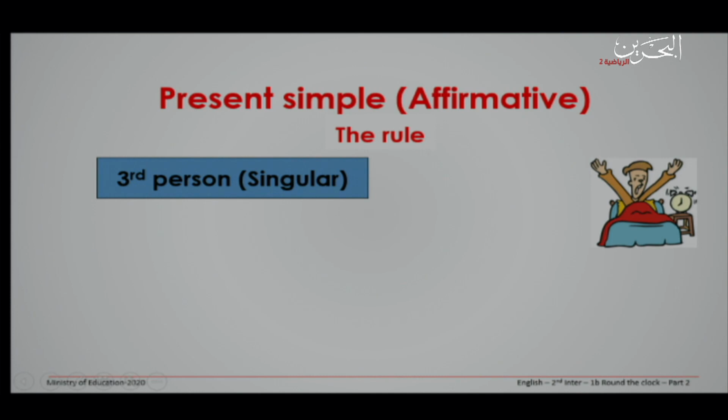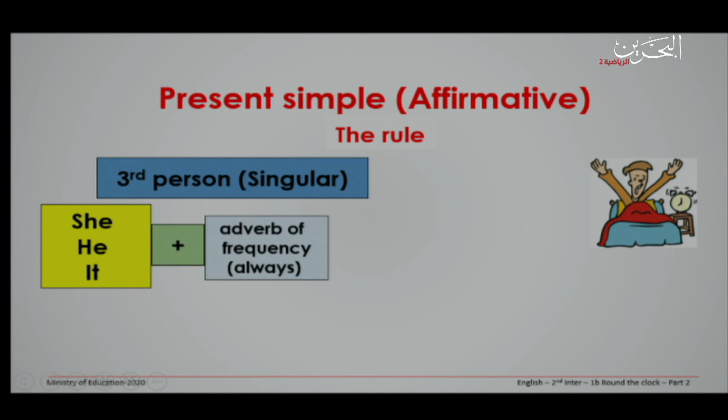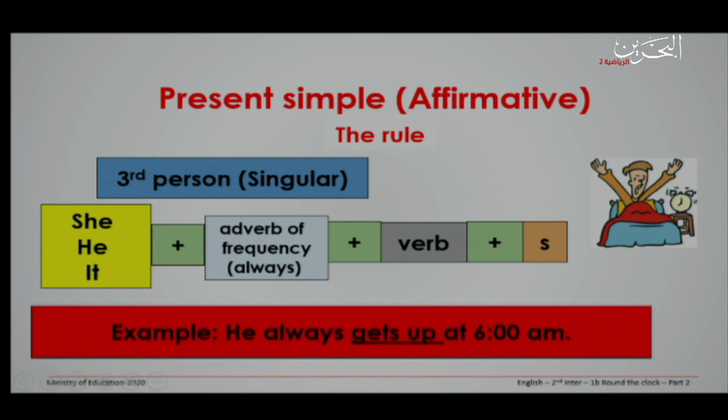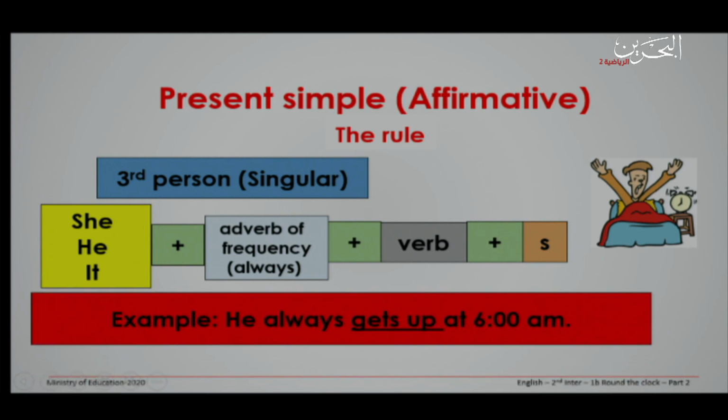Now, how do we form the present simple tense in affirmative sentences? For third person singular, the pronouns she, he, it are followed by the adverb of frequency, like always, plus the verb, plus s. For example, he always gets up at 6 a.m.